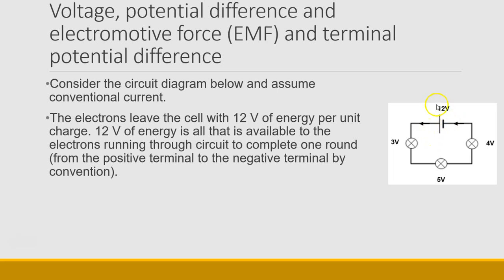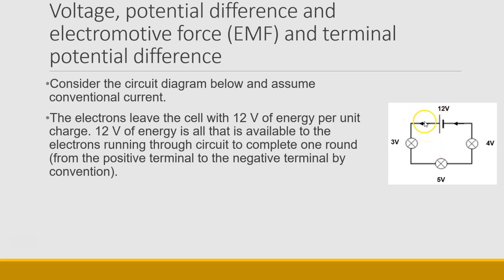This circuit has a 12-volt cell. That means that the electrons are going to leave the cell with 12 volts of energy per unit charge. So there is a certain push on those electrons based on the energy in the cell.